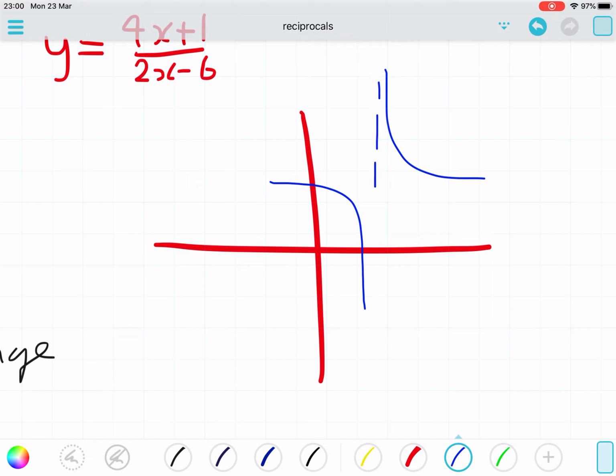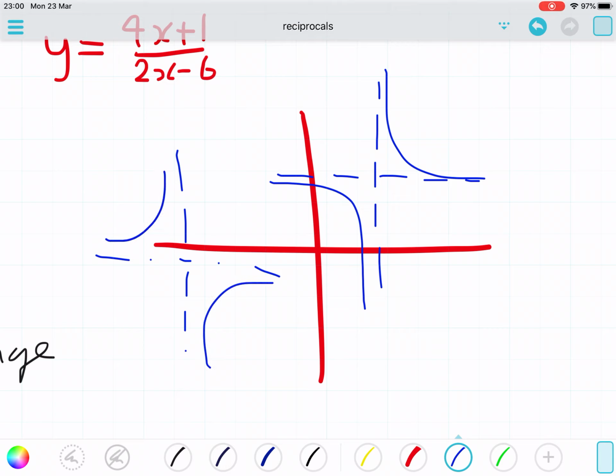with these asymptotes. They can often be off center. They can be possibly the other way around, so it might be this way around, and it's not always clear where these asymptotes will be or which way round the curve will be just by looking at it. So we have to do a bit of work to be able to do a sketch of this curve, and that's what I'm going to show you how to do.